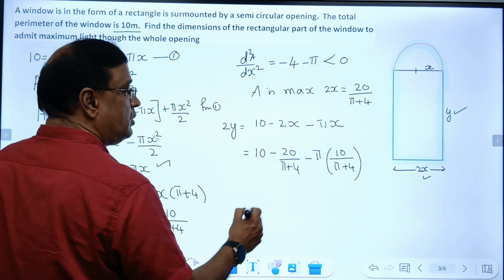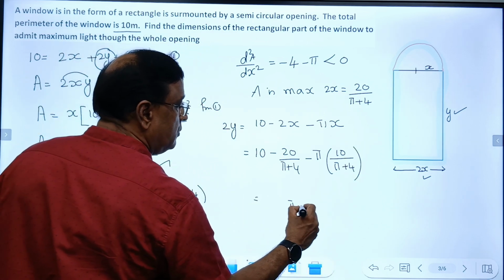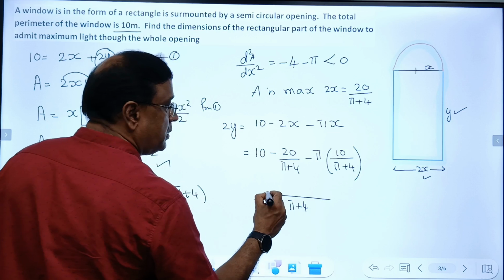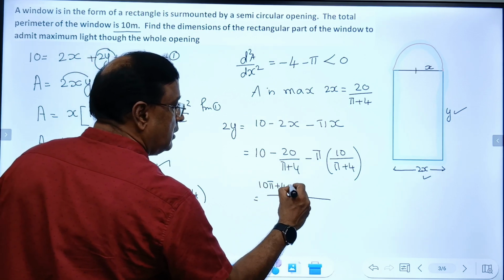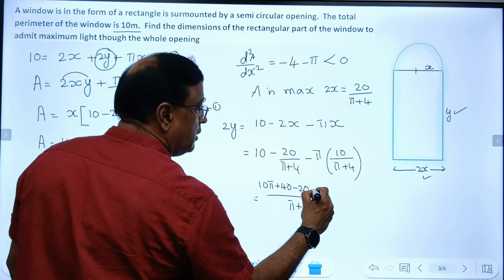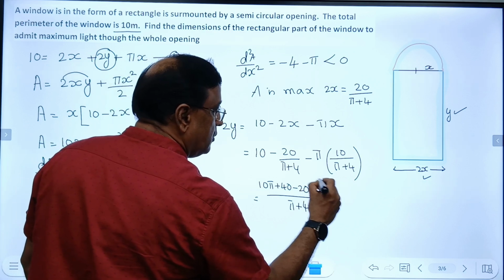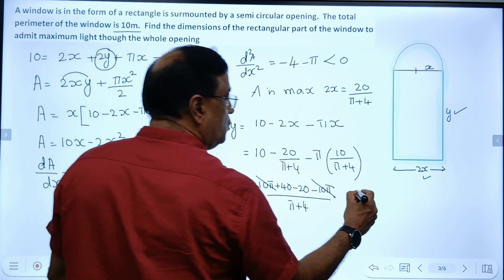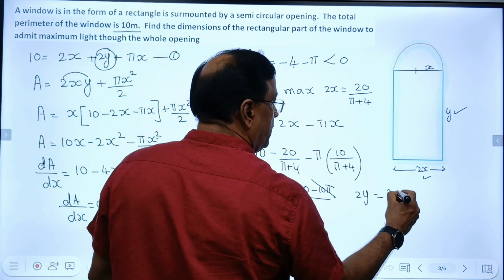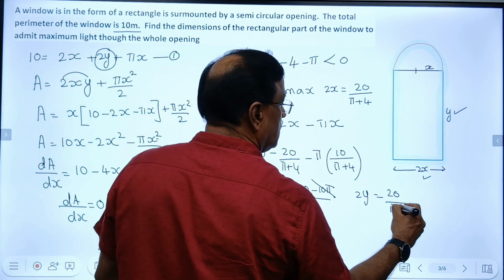Now take LCM. What is LCM? LCM is pi plus 4. So what do you get? You get 10 pi plus 40 minus 20 minus 10 pi. So 10 pi and 10 pi cancel. So I get 2y equal to 20 by pi plus 4.